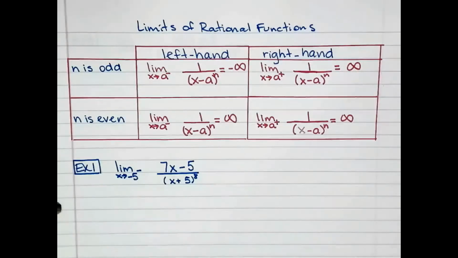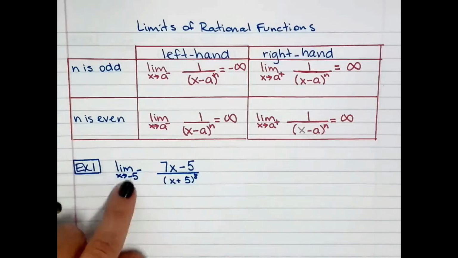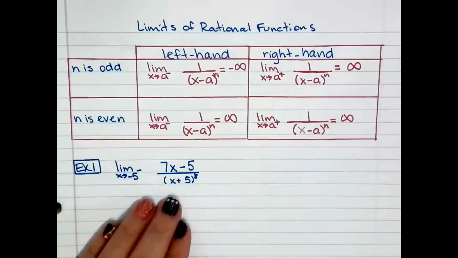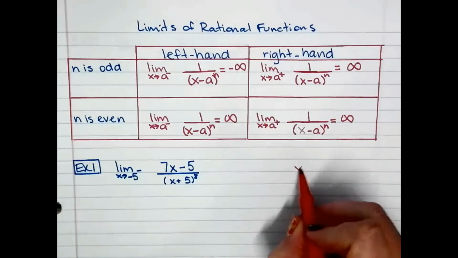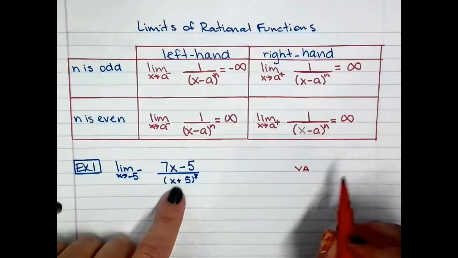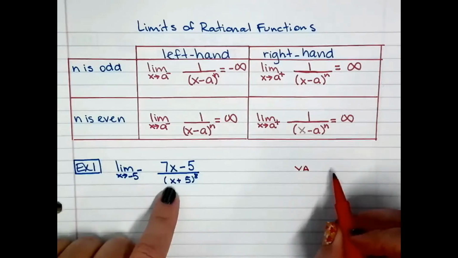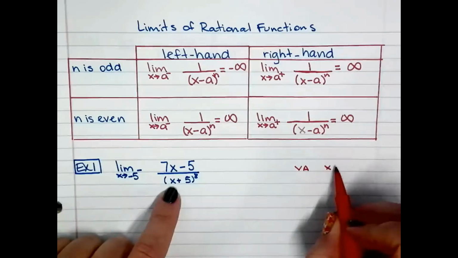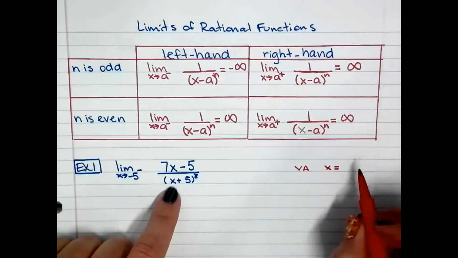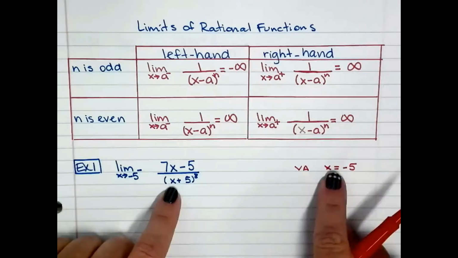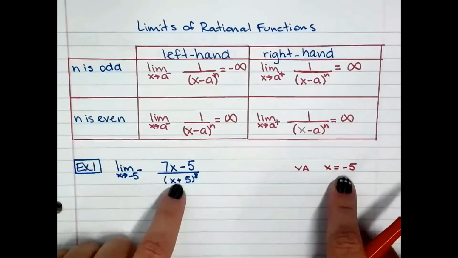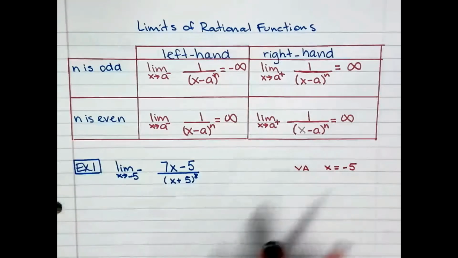What can I do with it? So here we are. We have the limit as x approaches -5 from the left. Before I start doing anything, I have to find the vertical asymptote. The vertical asymptote is what makes your denominator equal 0. So x plus 5 equals 0, and then you solve for x. So the vertical asymptote is x equals -5. It's that vertical line right there, -5.